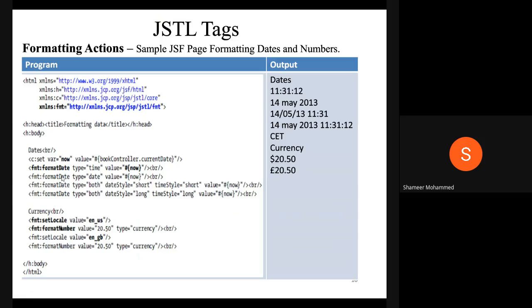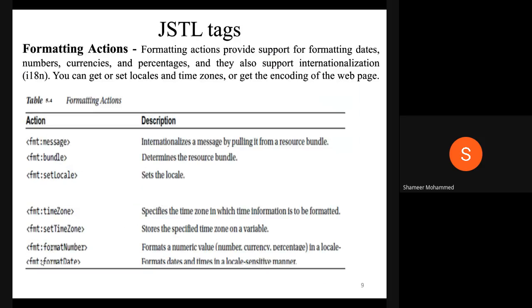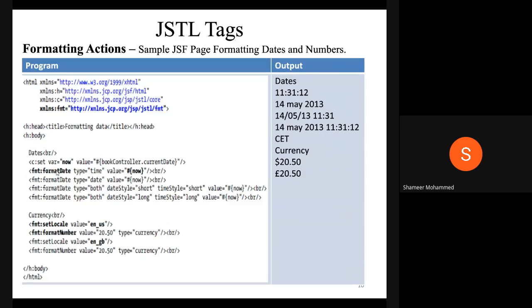Then you are formatting here. Which type of date? You want only time? So you have to write here type is equal to time, with the tag FMT colon format date. So FMT colon format date, type is equal to time. Instead of date and time, it will display only time: hours, minutes, seconds.